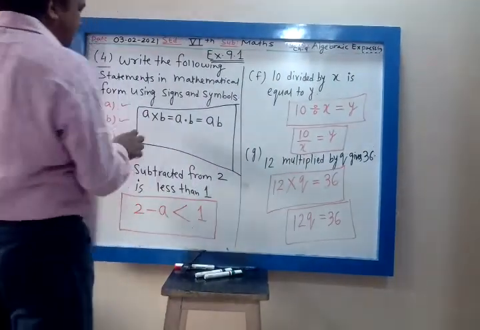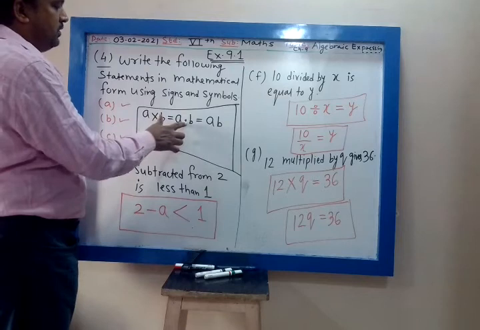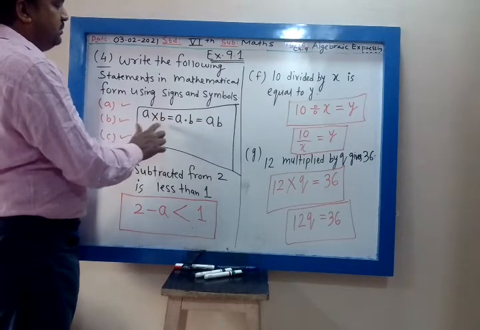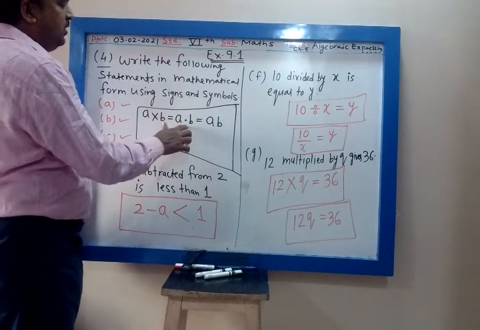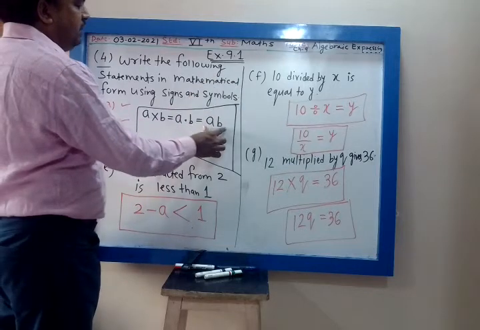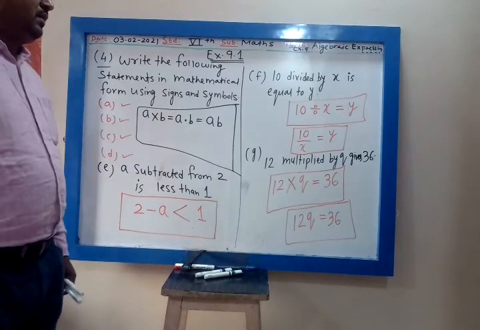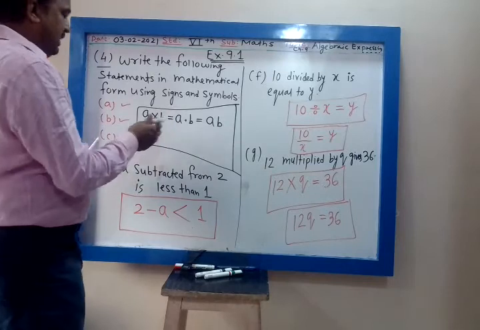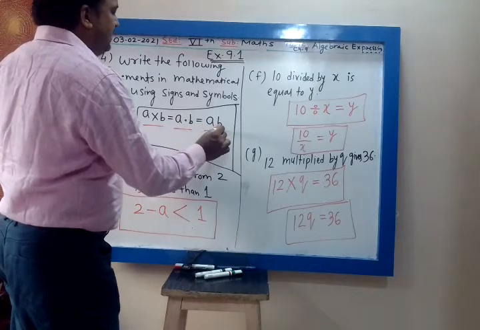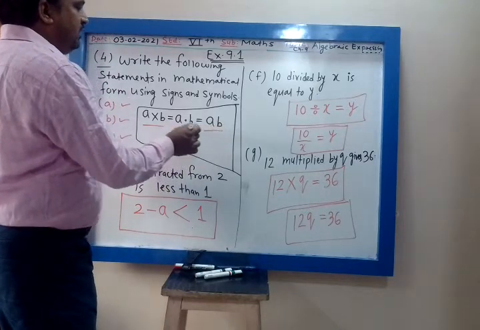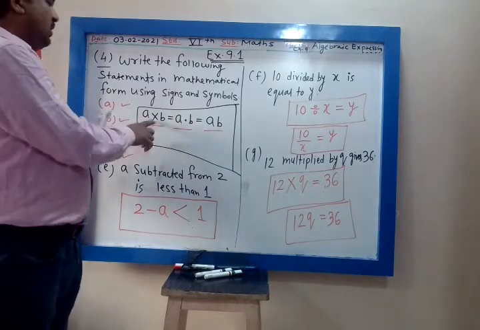The reason is, for multiplication there are two symbols, cross and dot. Both are symbols for multiplication. So A cross B is same as A dot B, and A dot B is same as AB. When you write AB, it means A multiplied by B. So AB is same as A into B or A cross B. For multiplication there are two symbols, cross or dot.